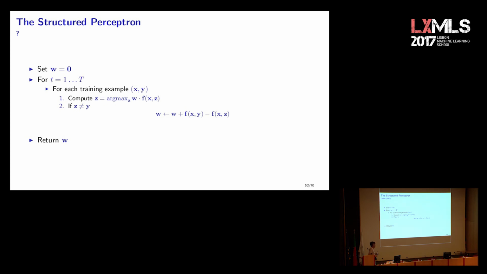What is the element that is different in structure prediction? X and Y are sequences, okay, but Z and Y are high-dimensional. They are high-dimensional, but the main problem is this argmax, okay? Because there's an exponential number of z's, this argmax might be tricky.